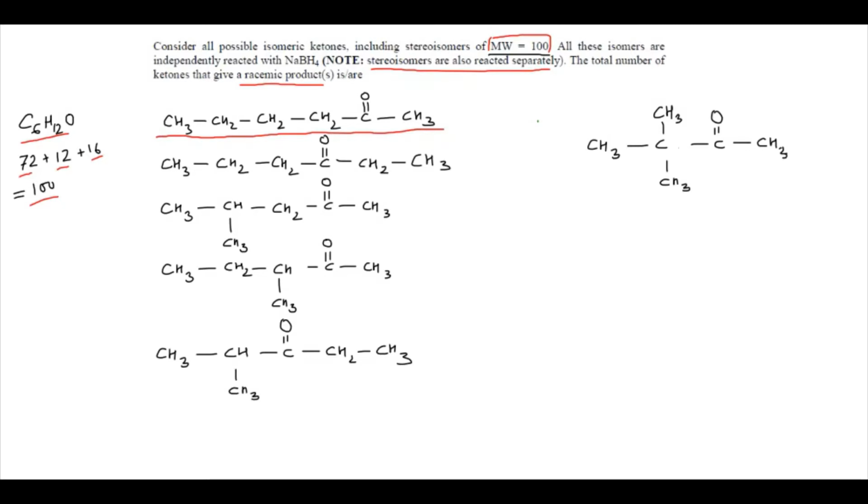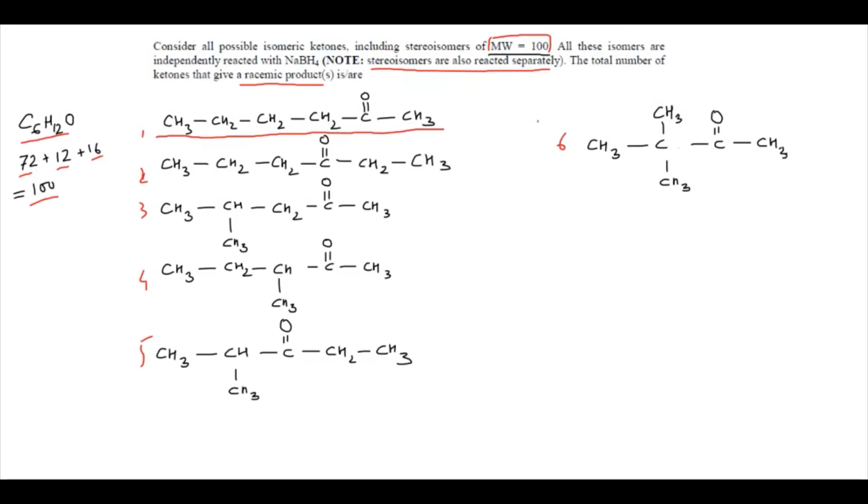So we have this simplest possible ketone with molecular weight 100, and we have to also take all the other isomers including the stereoisomers. If we draw all the other isomers, there will be 6 isomers: 1, 2, 3, 4, 5 and 6. Now among these 6 isomers, which one is going to give a racemic product on reaction with sodium borohydride?